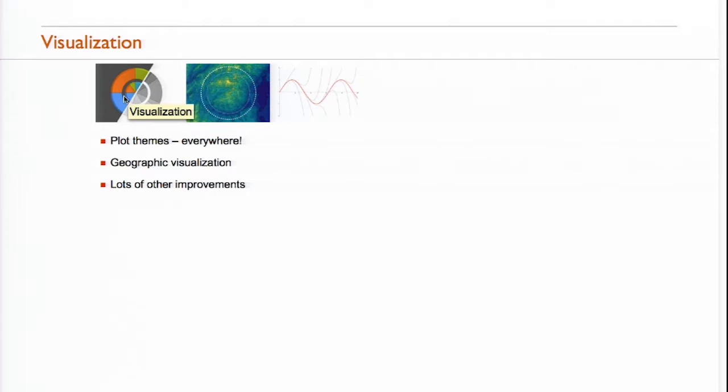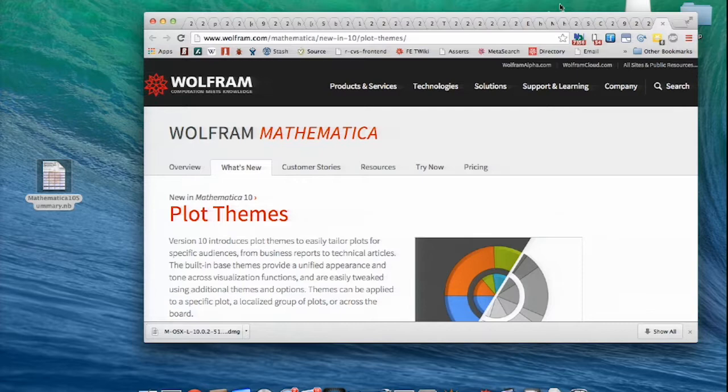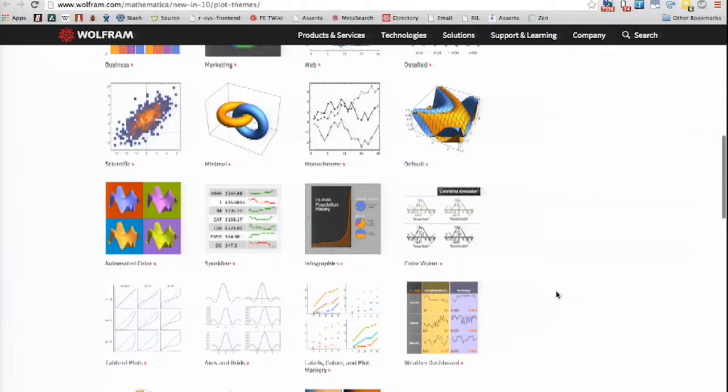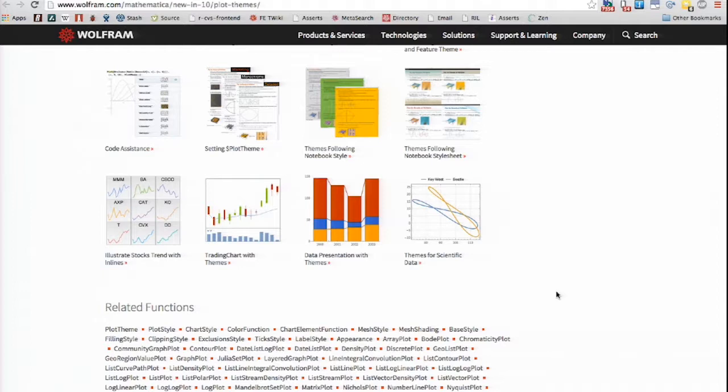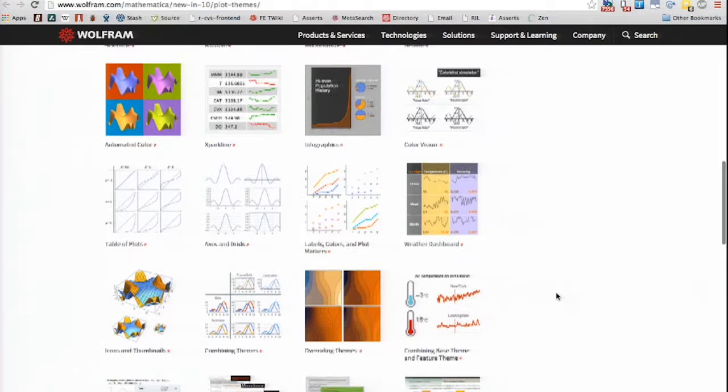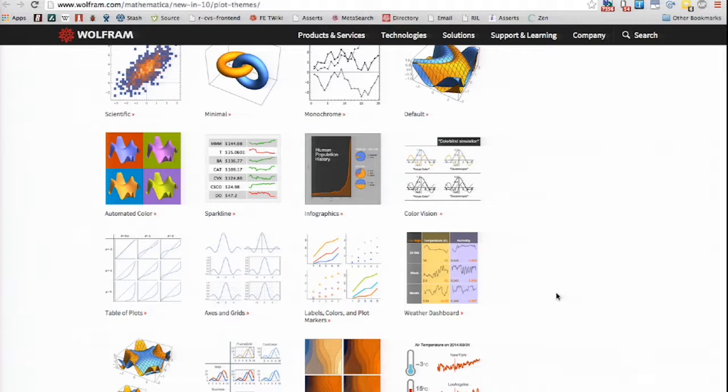Visualization, plot themes everywhere. This is something that probably you will all be using, because it's very, very accessible. And we're adding extensibility to it too. So if you want to write your own plot theme, that will be coming, for a book project, for a corporate project, and whatnot.